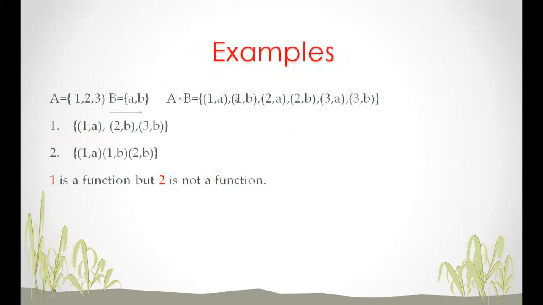So see what a function is. Here we have two sets A and B. Make the Cartesian product of A and B. Now we write a subset of that Cartesian product, and here I write two subsets of that Cartesian product. Any subcollection of that set is a subset. So 1, A, 2, B, 3, B, and this.